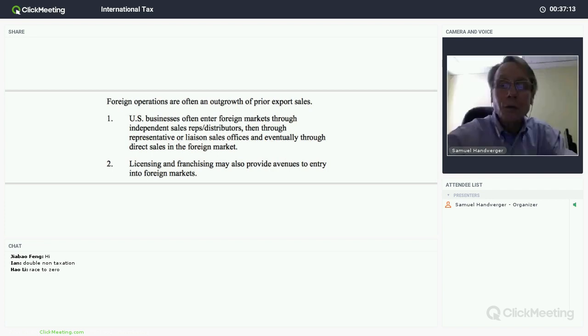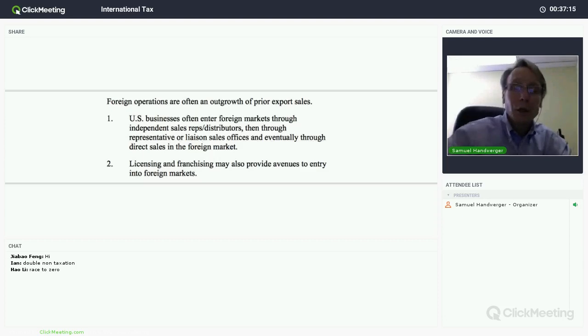When companies enter foreign markets, the typical way is that they'll start using an independent representative or a distributor. And then as they see that their product is doing well in a particular country, let's say you go to Mexico and you hire a distributor to sell your product, and all of a sudden the sales are skyrocketing. So the next step often happens where the company will send their own representatives there, and they may even set up an office there.